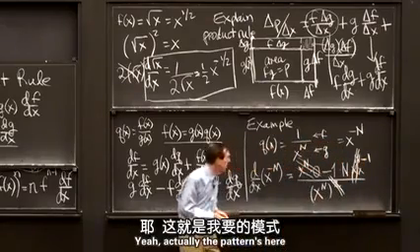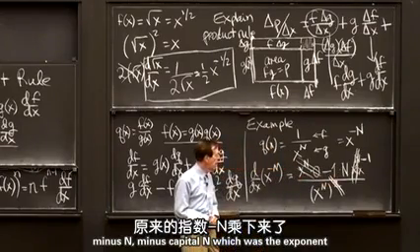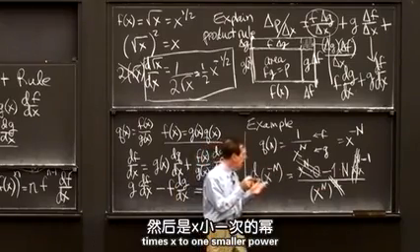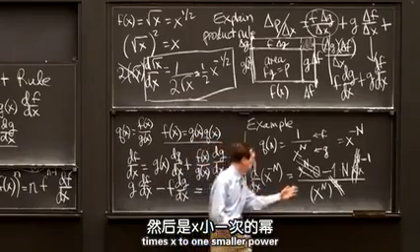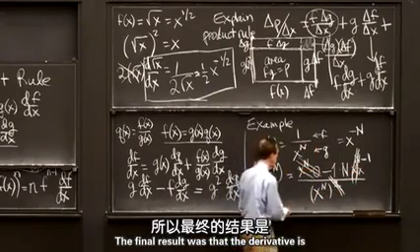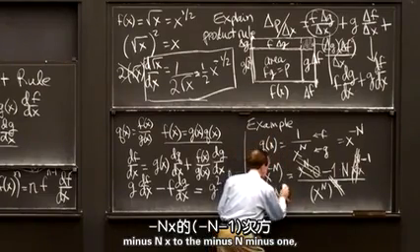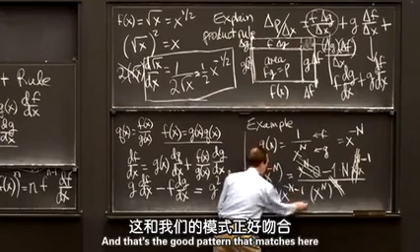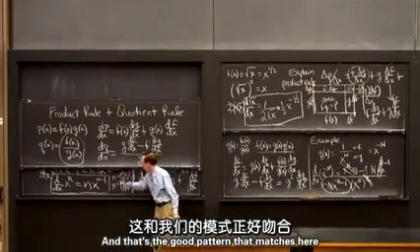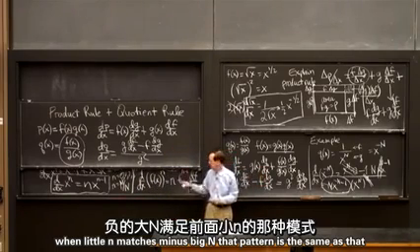Yeah, actually the pattern's here. The answer is minus n, minus capital N, which was the exponent, times x to one smaller power. This is x to the minus n, and then there's another x to the minus 1. The final result was that the derivative is minus n x to the minus n minus 1. And that's the good pattern that matches here when little n matches minus big N. That pattern is the same as that.